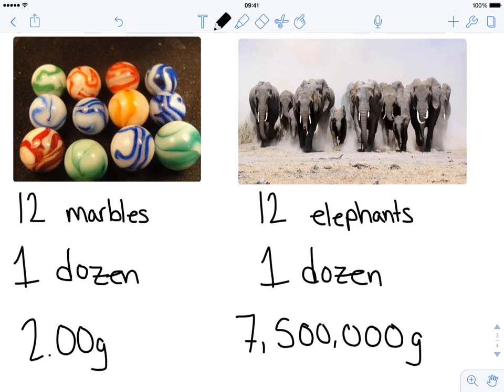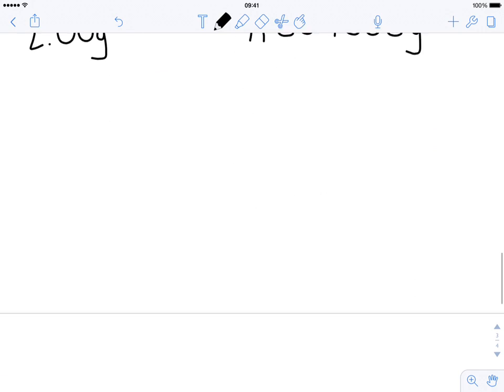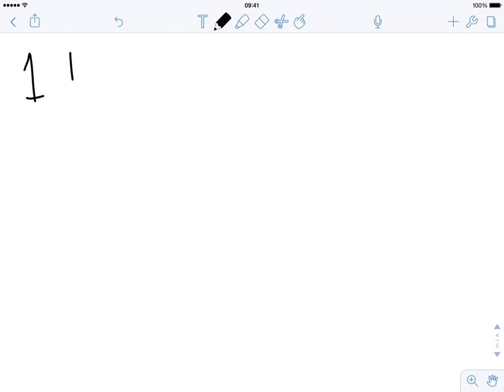The thing that affects the fact of us having a dozen is that we have 12 of these objects. If I had 13 marbles, or 14 marbles, or 10 marbles, I would no longer have a dozen. In order for us to have a dozen objects, we need to have 12. The mass of the object plays no effect in that at all. So the same holds true for something in chemistry.